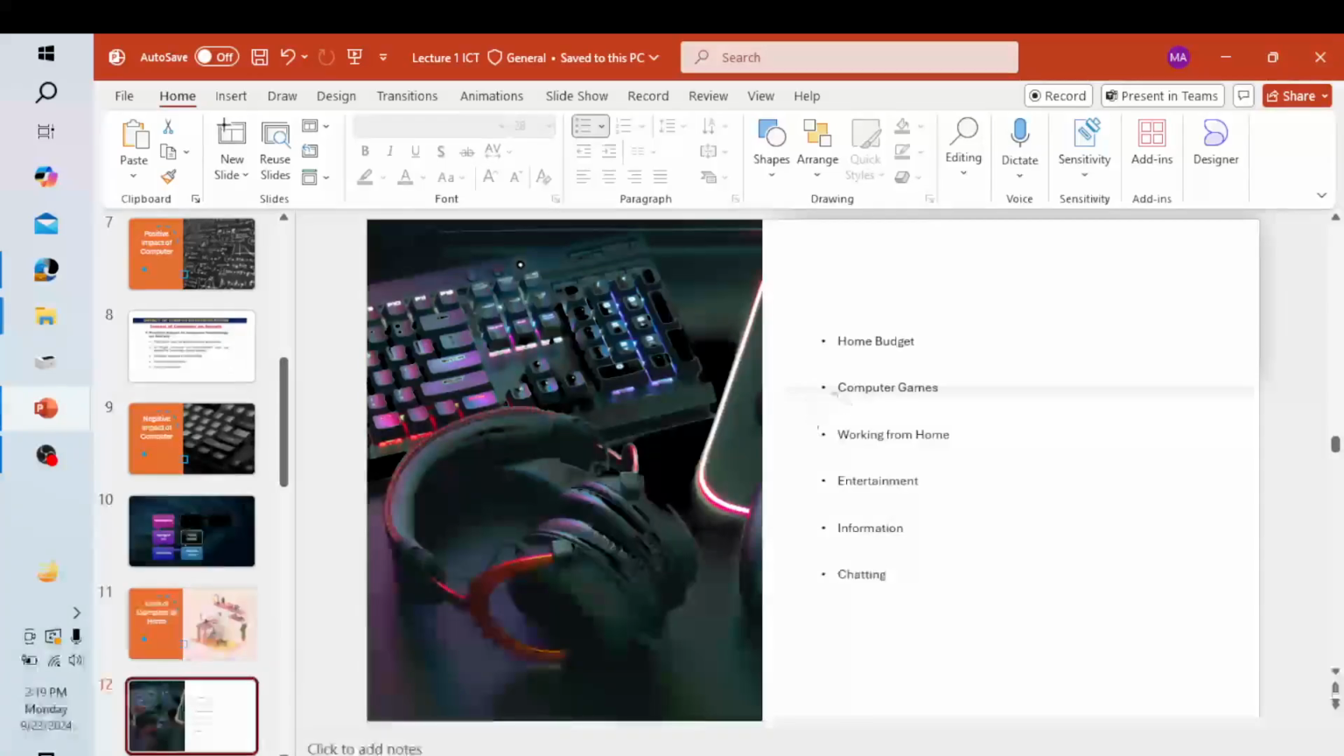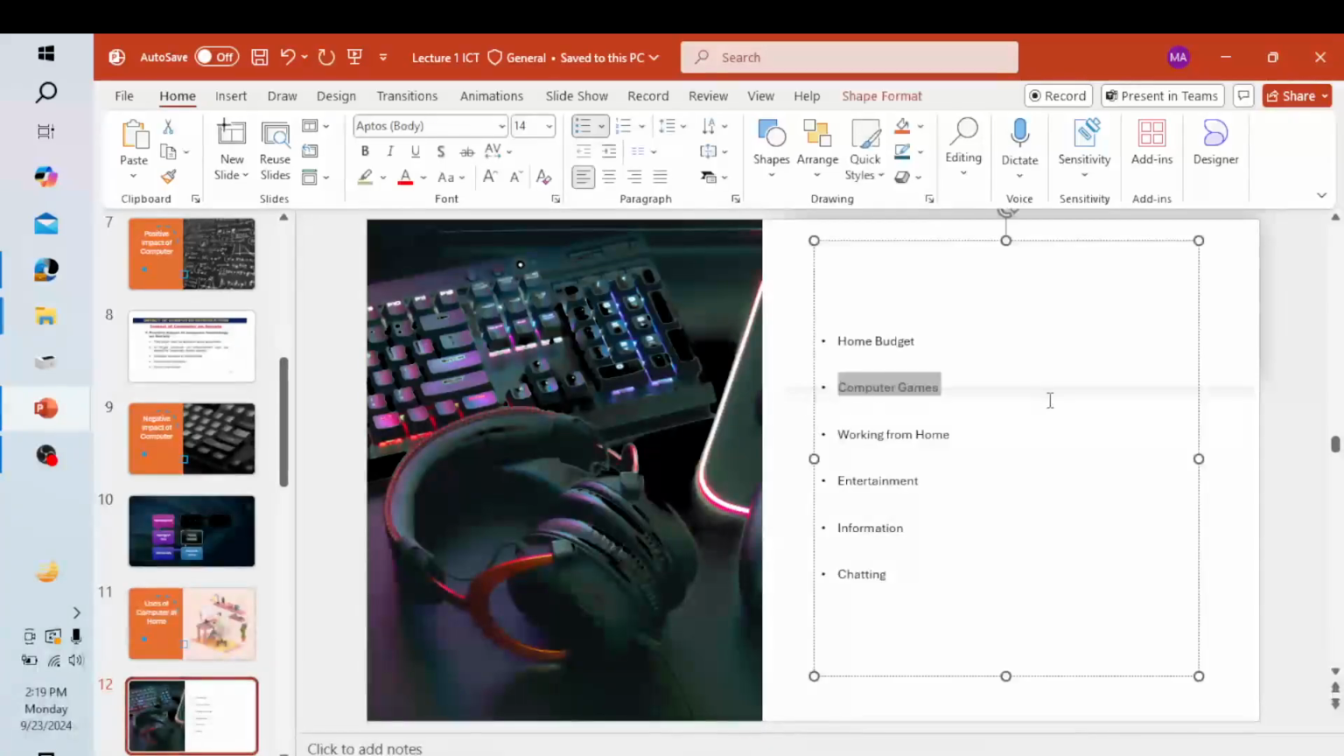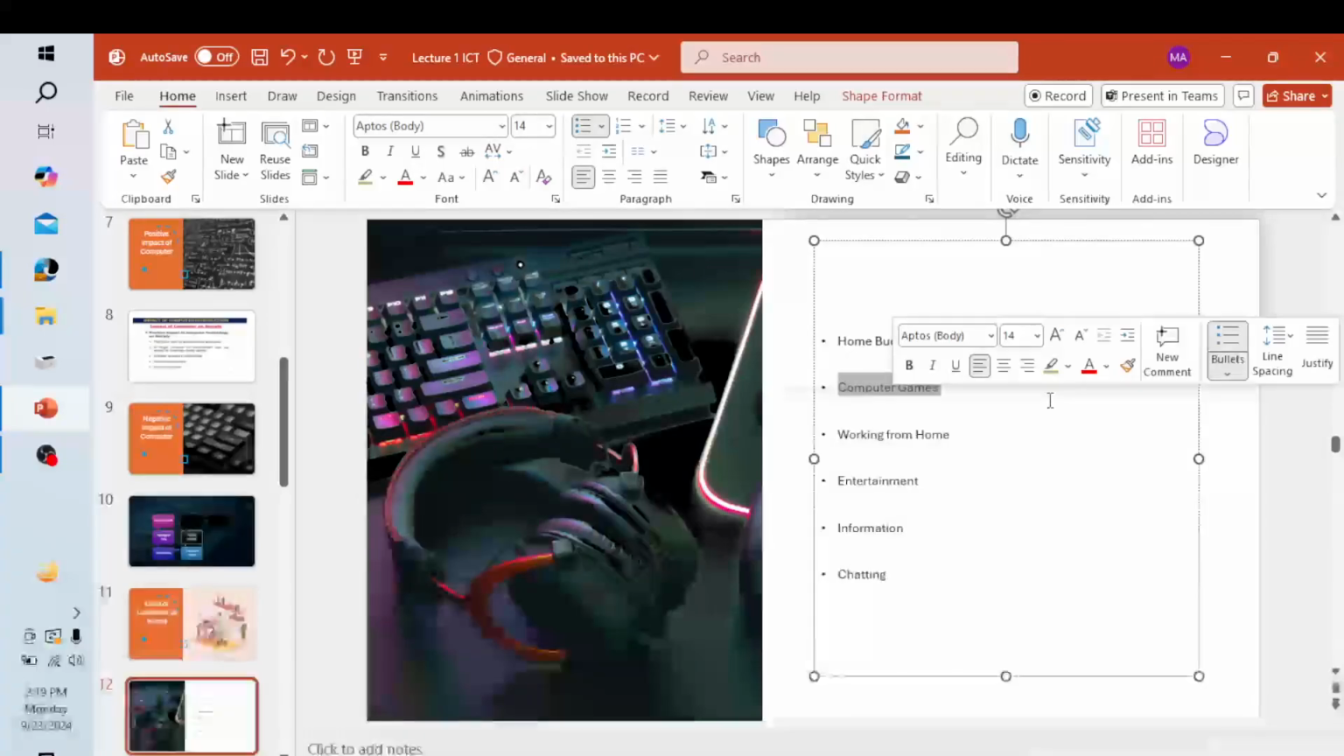Now we will move to the next point, which is computer games. You are all familiar with computer games. Basically, there are different types of games available. These games are a source of entertainment and recreation. Many games are available that are specially developed to improve your mental capability and thinking power. Working from home is the other point.